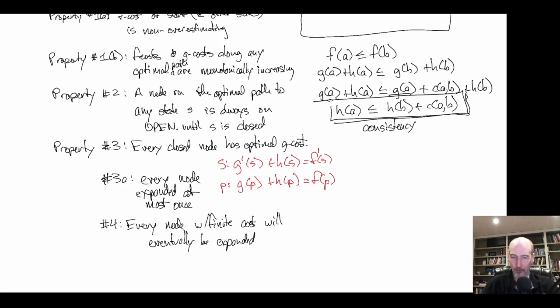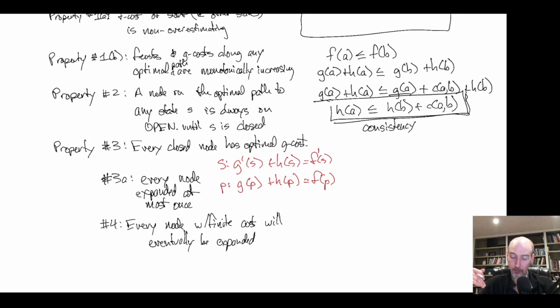And if we expand the goal, then because every closed node has optimal G cost, when I do expand the node it will be with a finite cost, and not only a finite cost, but with the optimal cost, and we'll do it in a finite number of steps. Okay, so I went through this a little bit faster than with Dijkstra's algorithm, but hopefully you can see that the structure here is almost the same.